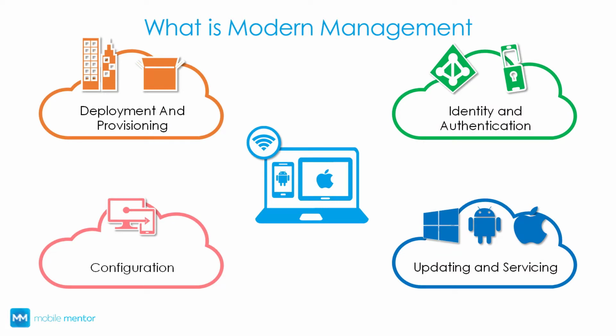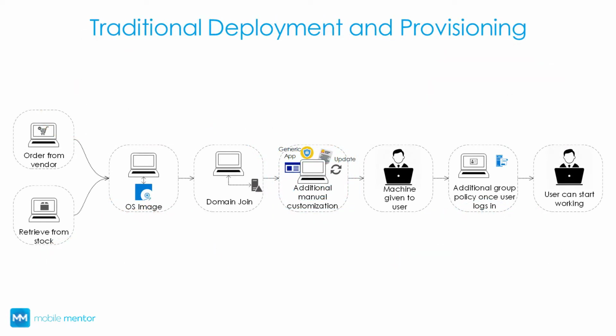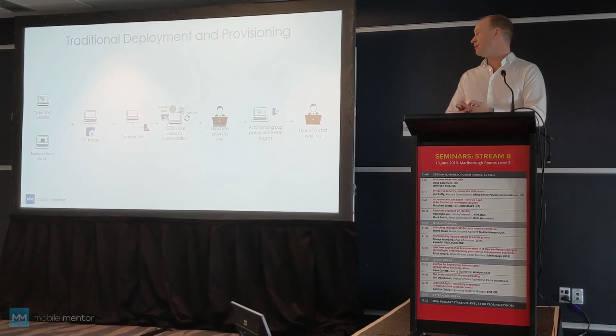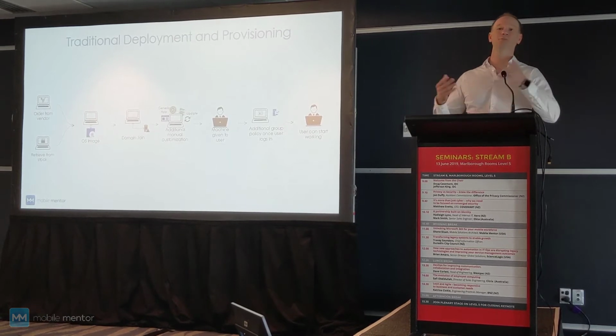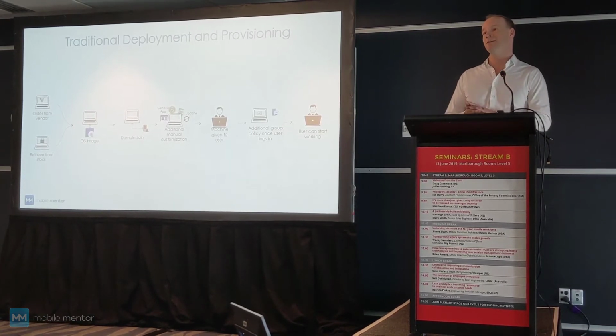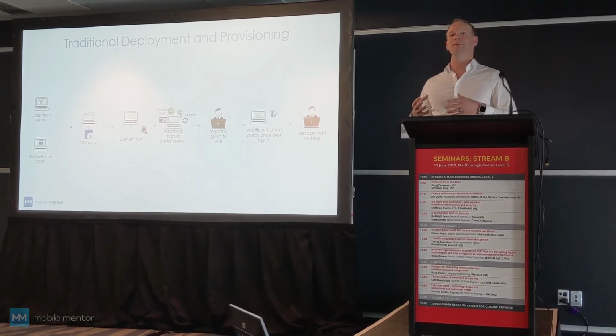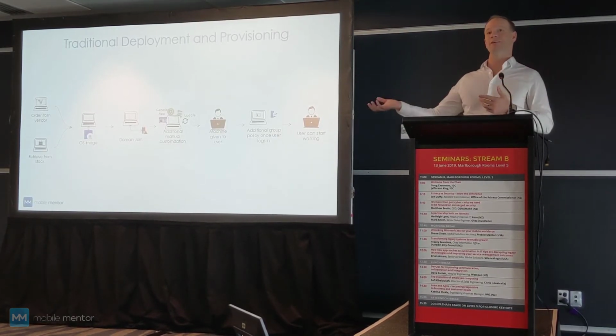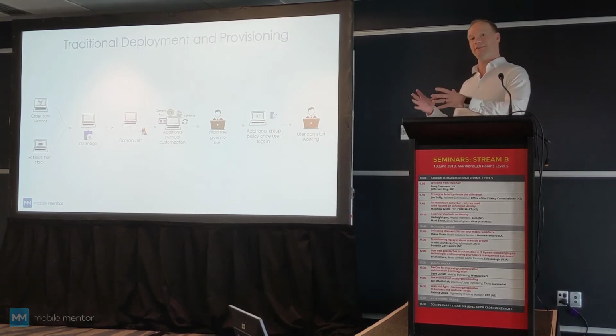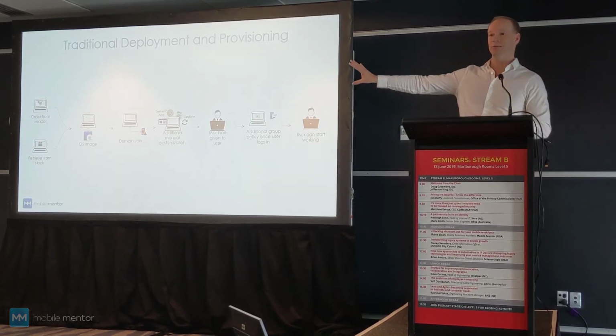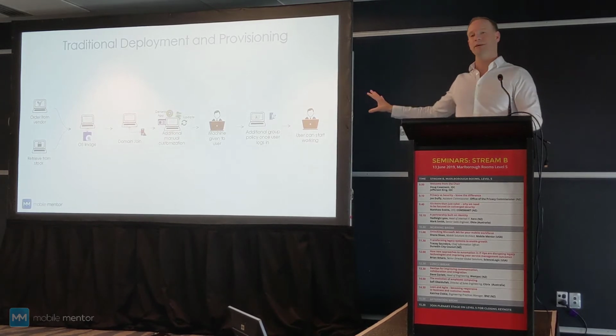The first piece, deployment and provisioning. This is the old school way, right? Which I'm sure many of you are familiar with. You're either going to order the computer from your vendor or otherwise take it out of stock. Then you're going to image it, join it to the domain, add all the group policy, all the app packages, everything to it. And then and only then do you hand it to your employee. And they're going to log in, and based on their Active Directory groups and other things, they're going to get some additional group policy, and then finally they're able to use it. Right? So this is the way that we've been doing things for a long time.